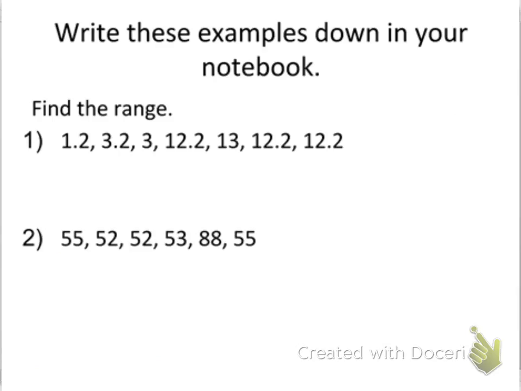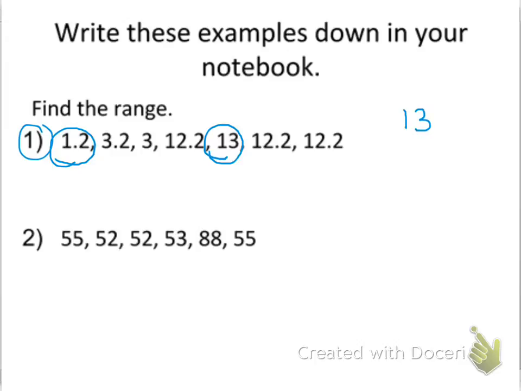All right, here are some examples, and you're going to write these examples down in your notebook. The first one, we need to find the range of this set of data. Okay, we need our biggest number. Let's look through it and find it. So we have 1 2/10, which seems really small, so maybe this might be our smallest. We'll have to wait and see. 3 2/10, 3. 12 2/10, 13, that's probably our biggest. 12 2/10, 12 2/10. Okay, so it looks like our largest is 13 and our smallest is 1 2/10.